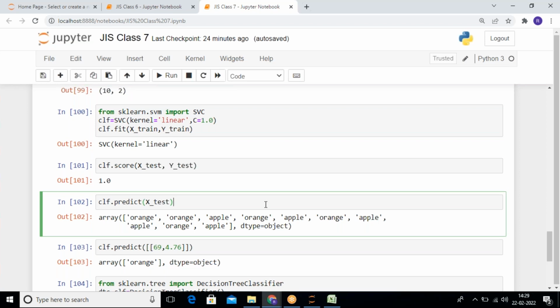Got it? Yes, sir. Okay, so this is what we had about SVM, support vector machine. Now, does anybody have any doubt in support vector machine?